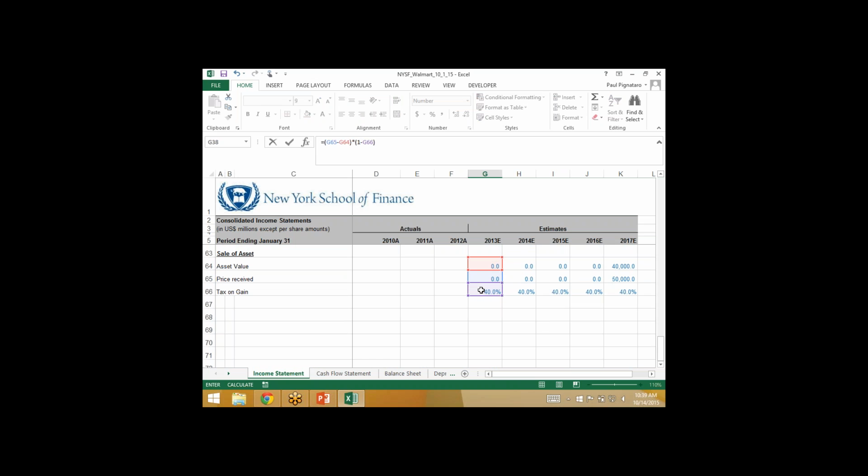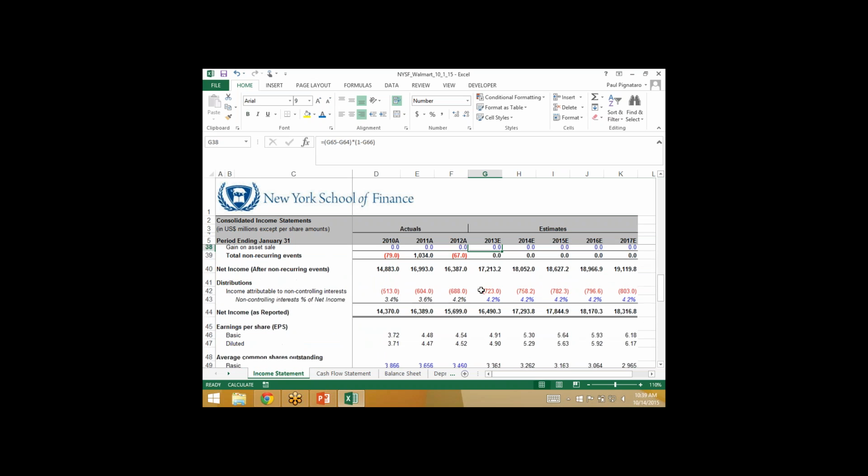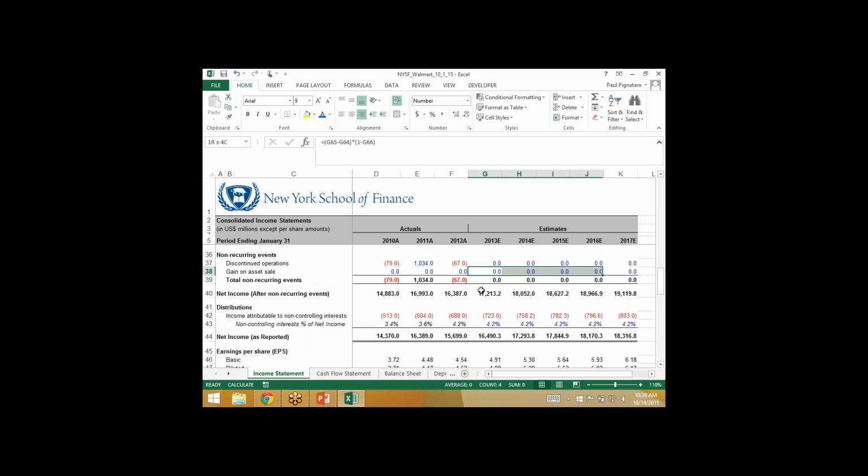Right? After tax gain, which is 0 here, but it's 6,000 here. Again, I want to make sure this is linking through, and it is. Okay. Any questions on that?